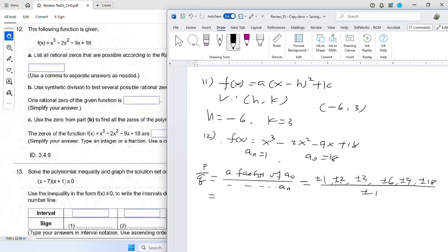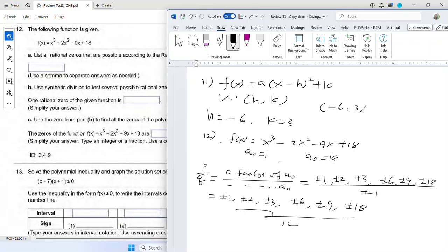All right, so we divide by 1. Everything divided by 1 is still equal to itself. So we're going to have 1, 2, 3, 6, 9, and 18. So that's 1, 2, 3, 4, 5, 6. 6 times 2, we're going to have at least 12 possible zeros. Okay, 12 possible zeros. And it depends on the MyMathLab.